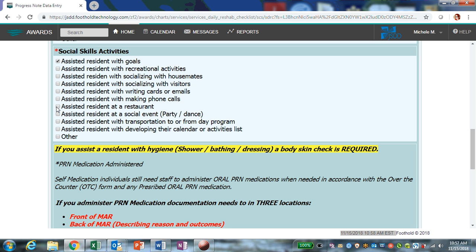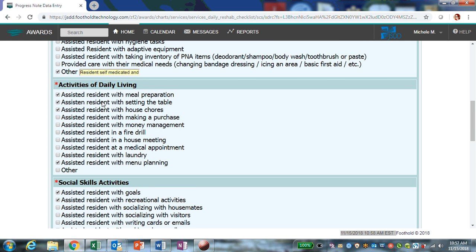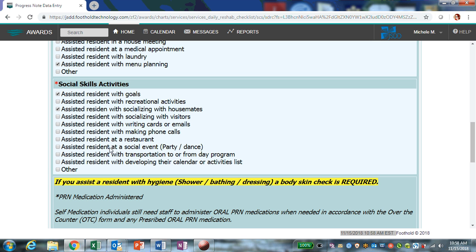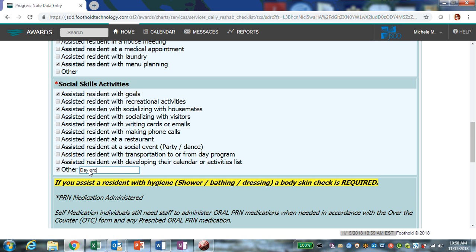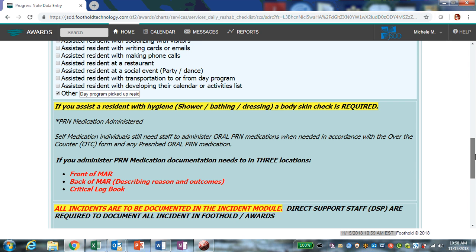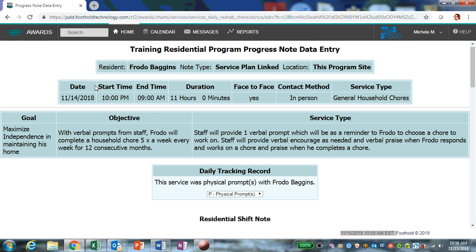Okay. So, we're going to select all that apply here, okay? Let's say they need to go on recreational. Socializing with housemates, saying hello, good morning for breakfast. And we did not provide transportation. I might put other here. Day program picked up resident. Now, I'm writing resident. You guys can write the person's name. So I'm doing this for Frodo. Picked up Frodo. Day program came, so the day program picked up Frodo. I did not provide that transportation. Again, this is for the overnight shift.